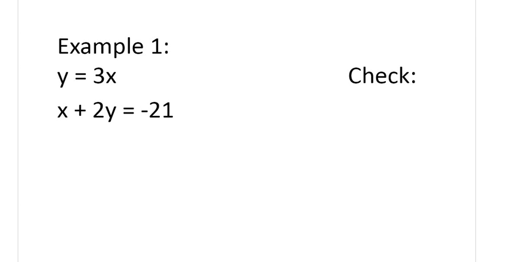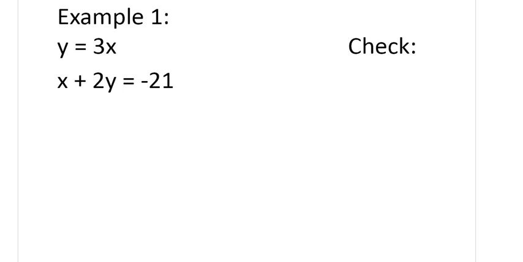So in this example, example 1, pause the video if you need to in order to write this down. We see that we've got two equations, y is equal to 3x and x plus 2y is equal to negative 21, and these two equations make one system. It doesn't really seem to make sense, or it could be laborsome, to try to solve the second equation for y so that we have it in slope-intercept form. So there's a different way that we can solve these, and this is using the substitution method.